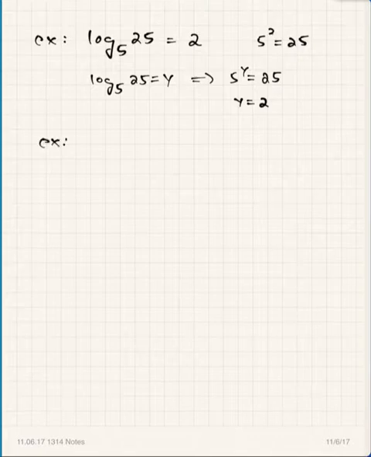Okay, we had logarithm base 3 of 27. So what would this be? This would be the power you raise 3 to get 27, right? That's what you'd be looking at here.